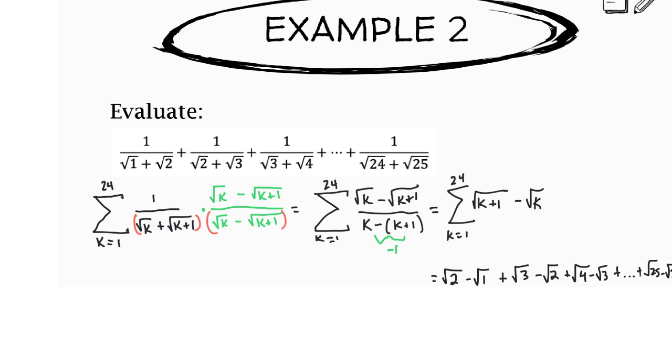And now I can see the cancellation. As I go through and cancel my terms, I see the root 2's cancel, and the root 3's cancel, and the root 4 will cancel, and even the minus root 24 will cancel with the term that came before it. And thus, I'm left with nothing other than the square root of 25 minus the square root of 1, which of course is equal to 5 minus 1, or 4.